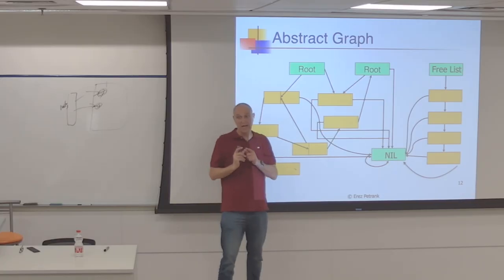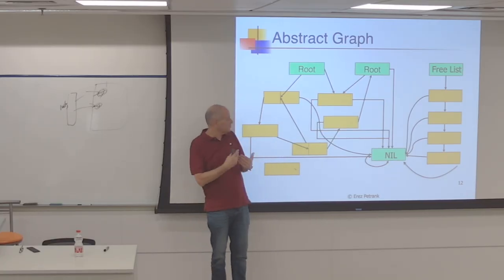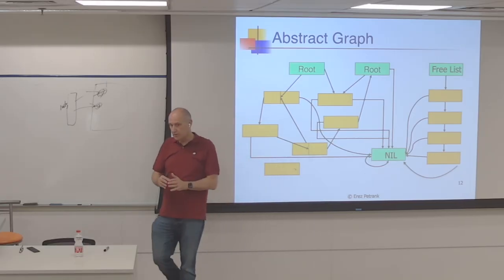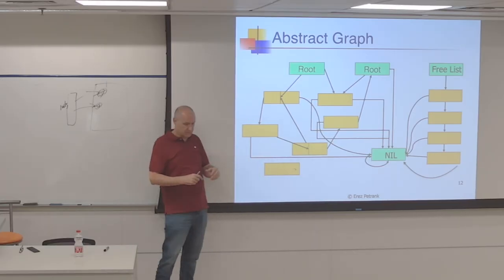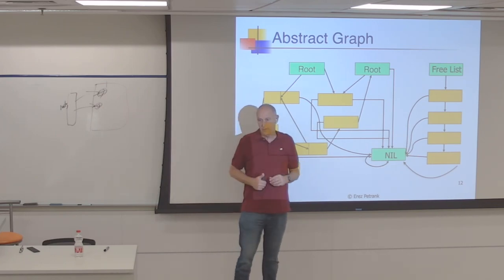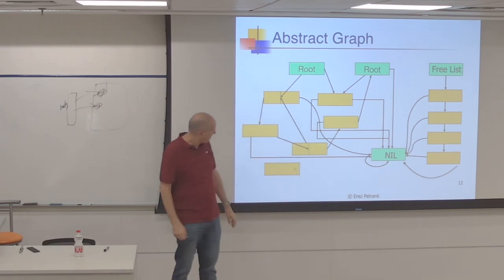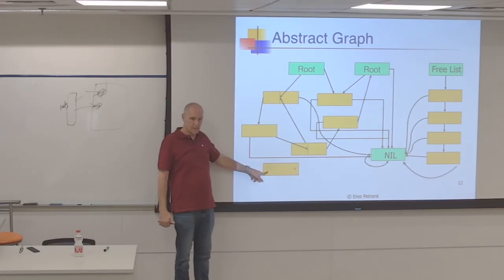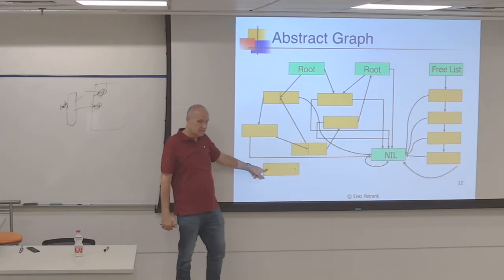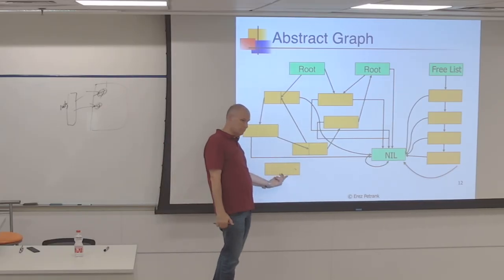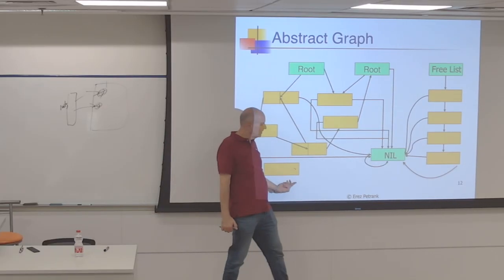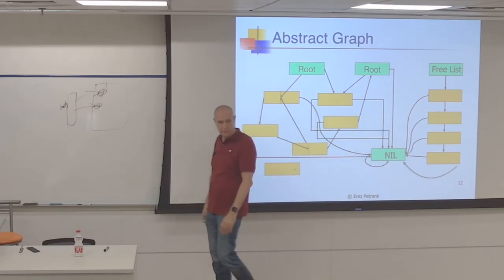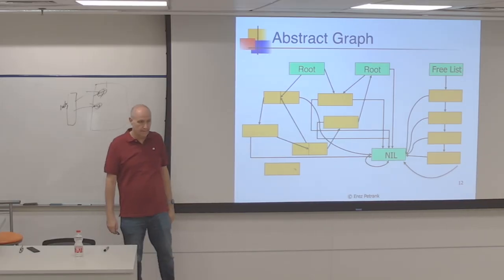The program cannot access an unreachable node, and therefore it cannot change a pointer in an unreachable node. So anytime you change a pointer, you redirect an edge, it's from a reachable node to a reachable node. Exactly. The program cannot access this. The garbage collector has to spot this, identify this, and add it to here so it can be reused for allocation for other purposes.